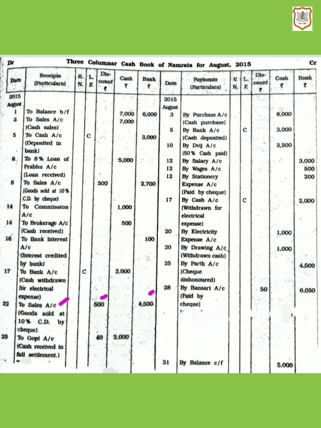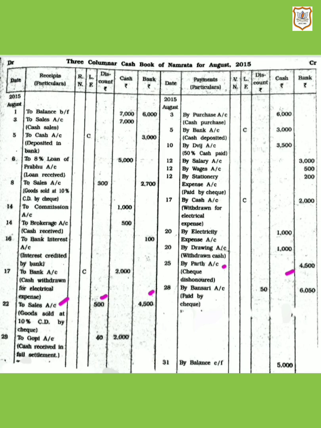Now next transaction, check issued by Parth is dishonored. Here as check issued by Parth is dishonored, so we will record it on opposite side. We will make reverse entry. So here we will write date 25th by Parth's account, amount 4,500.